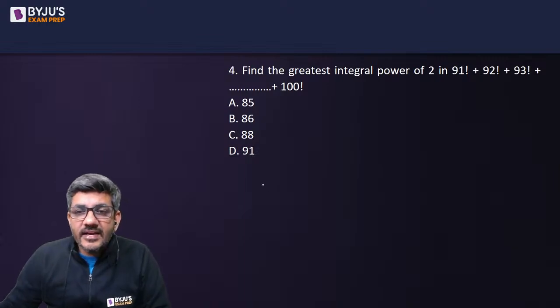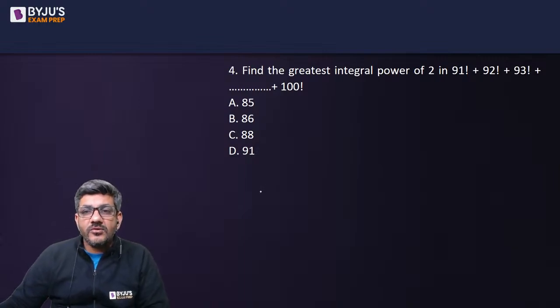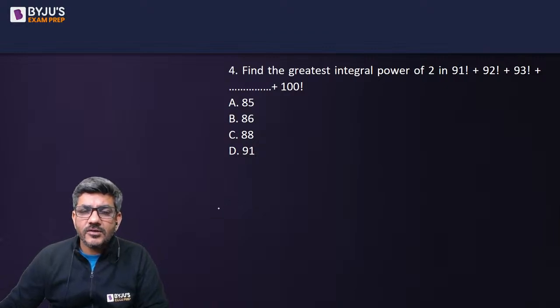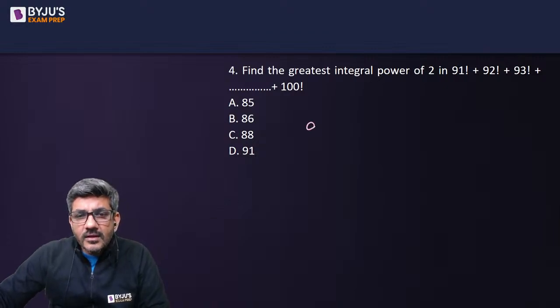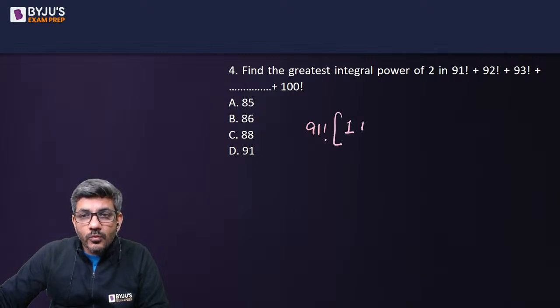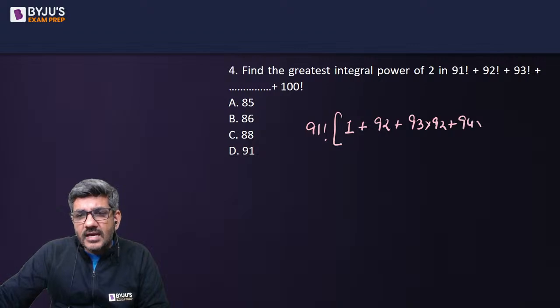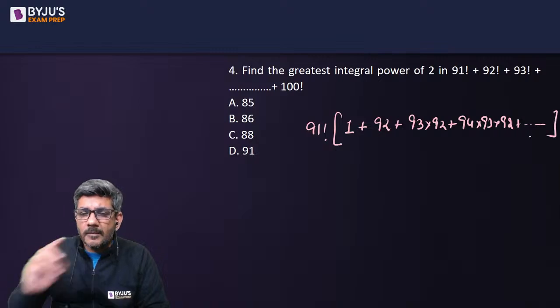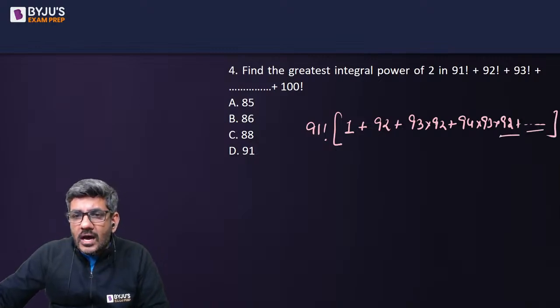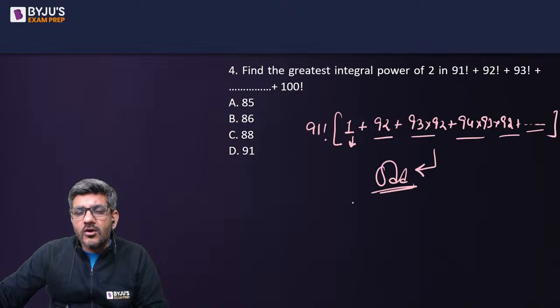Find the greatest integral power of 2 in 91 factorial plus 92 factorial plus 93 factorial up to 100 factorial. Now, from all of them, of course, I can take 91 factorial common. I'll be left with 1 here. I'll be left with 92 here. I'll be left with 93 into 92 in the next. I'll be left with 94 into 93 into 92 in the next, and that way it will go on. So the point is these all are even numbers, but this one is an odd number. So can I say whole of this sum is going to be an odd number?